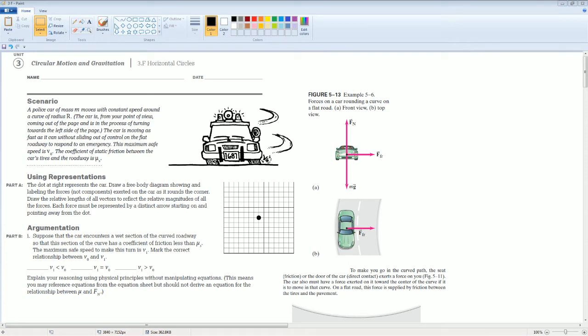Welcome, this is the AP Physics Workbook solution. Here I'm covering Unit 3, Circular Motion and Gravitation. Here I'm covering Section 3.F, which is on the horizontal circle.